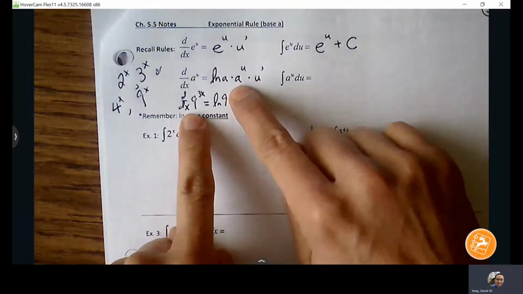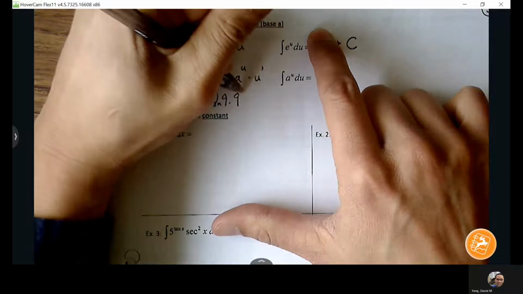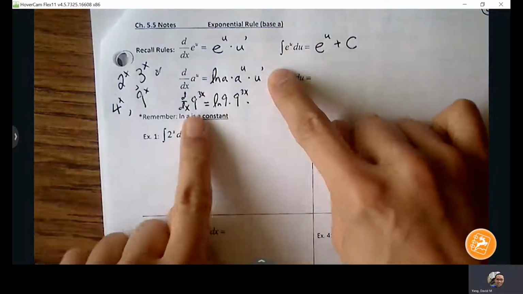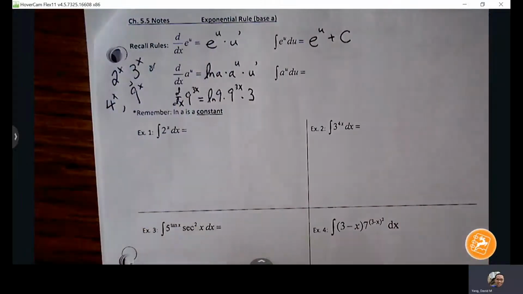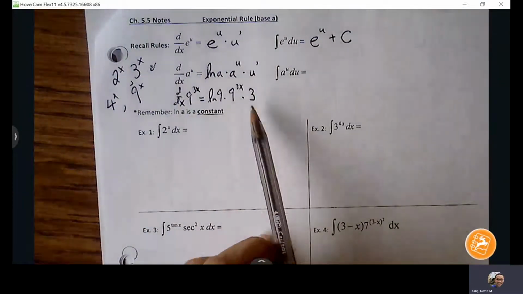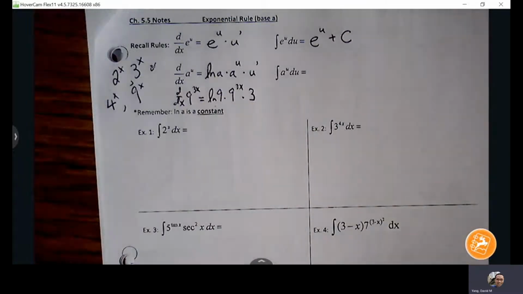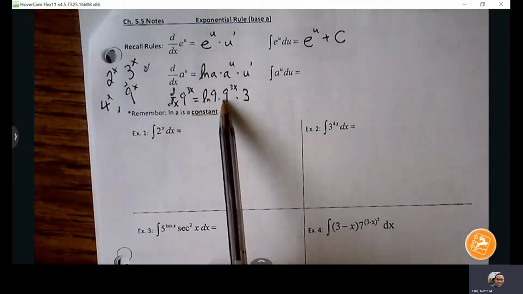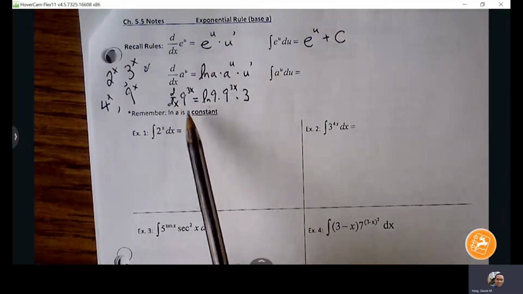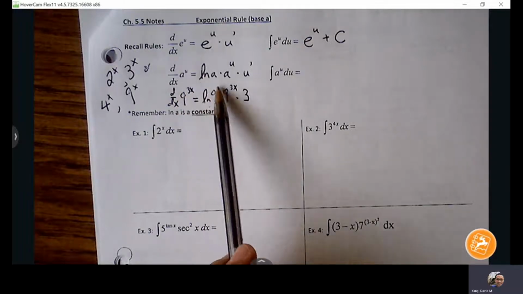And then the rest of it looks like e to the u. It's just the original function times the exponent's derivative. Okay, it's a little messy because none of this can merge together. The natural log of 9, the 9 to the 3x, and the 3 are all in separate places. We can rearrange it, but all of this has to stay. So that's what we did first semester, with the derivative rule for a to the u.